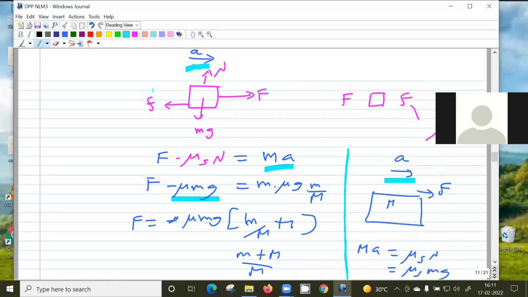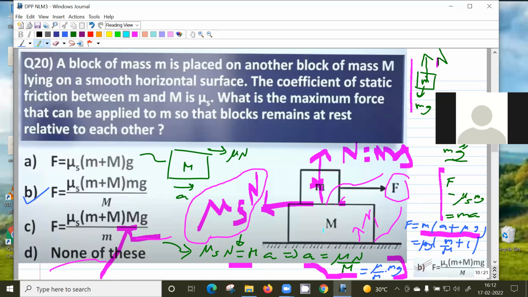So capital M is moving, no, sir. It is not in equilibrium. Yeah, it is moving. That's why it's M into a, right? Then why have we equated to mu s N, sir? What are the other forces acting on M in the horizontal direction? In the horizontal direction on this capital M, there is only this friction force, right? In the vertical direction, there is this normal N1, and downwards there will be N. That will come in the vertical direction. But in the horizontal direction, there is only one force which is acting, that is the friction force.